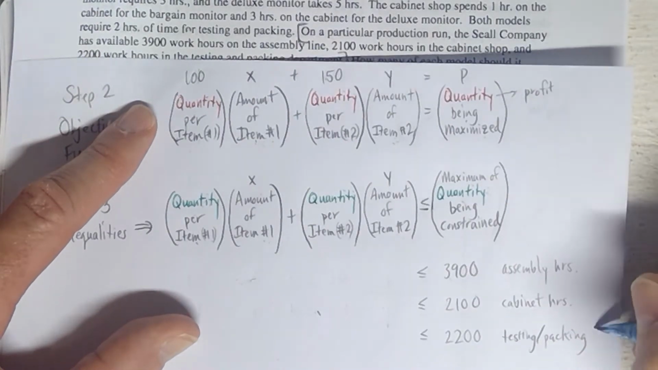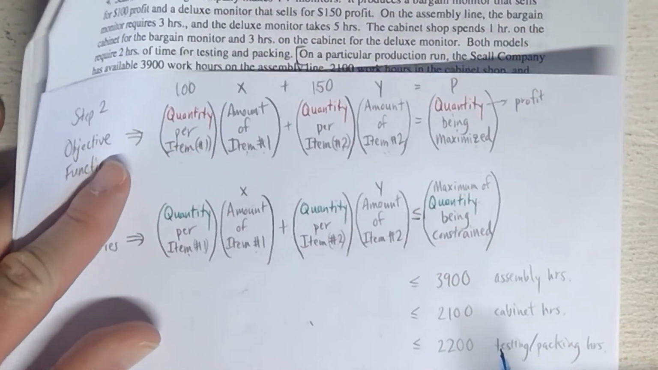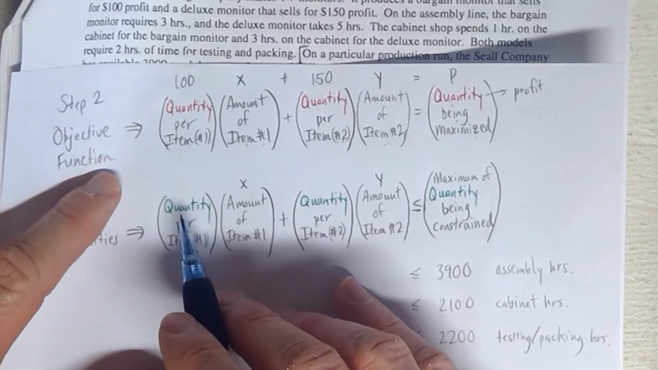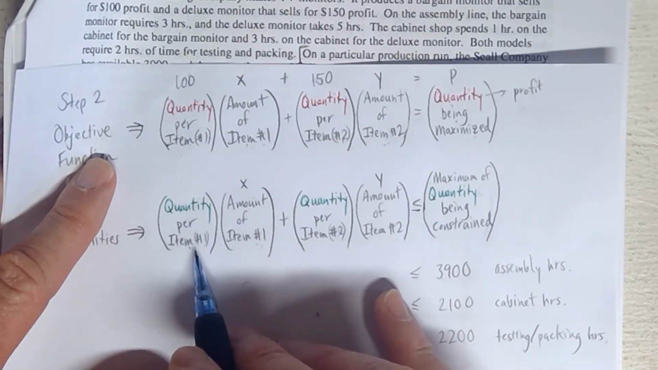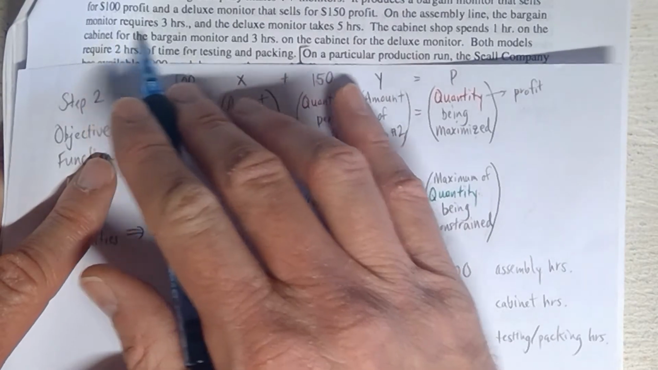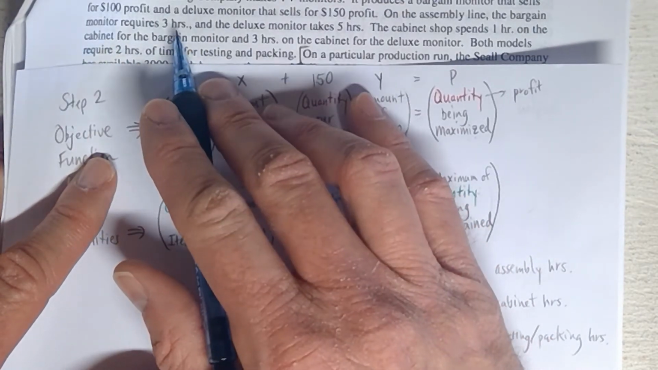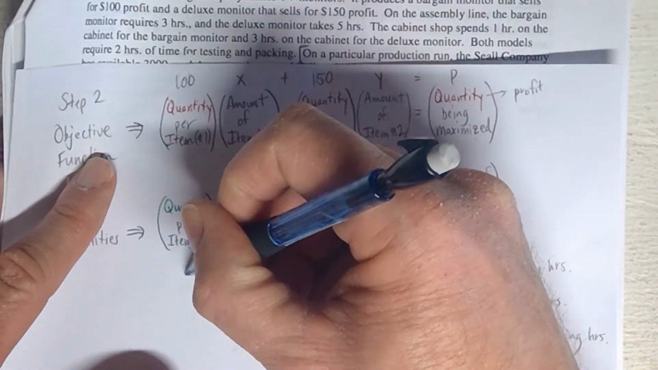This is cabinet hours, and this is hours here. Okay? Because of that, the green thing over here and the green thing in the middle mean assembly hours per bargain monitor. Do we know that? We do. It says here on the assembly line, bargain monitor requires 3 hours. That's the number of assembly hours per bargain monitor. So we put 3 there.